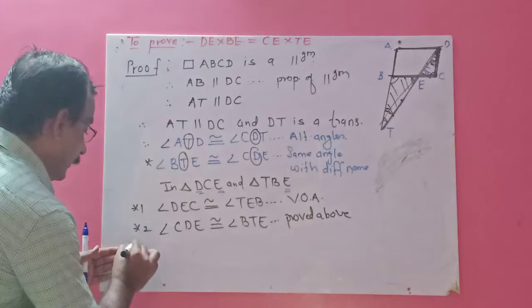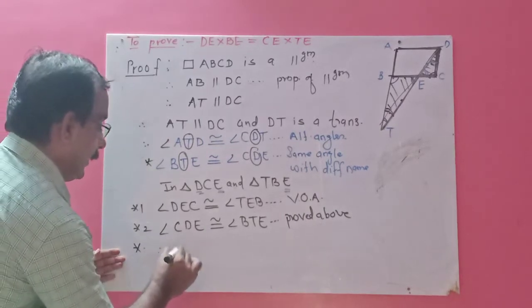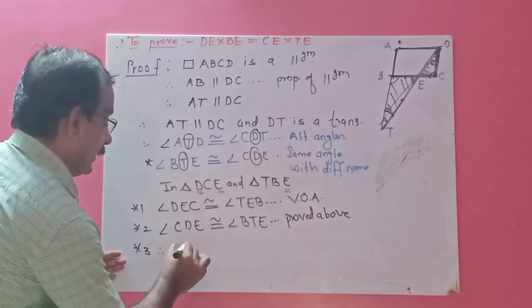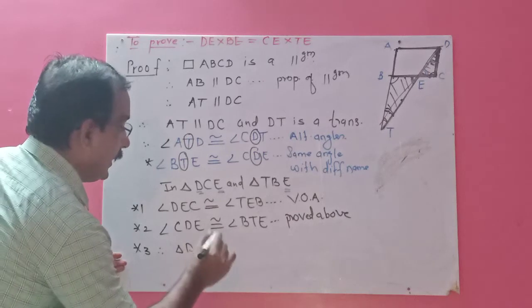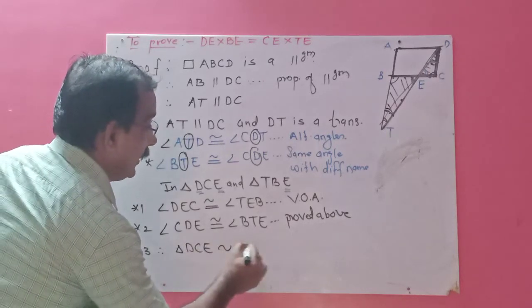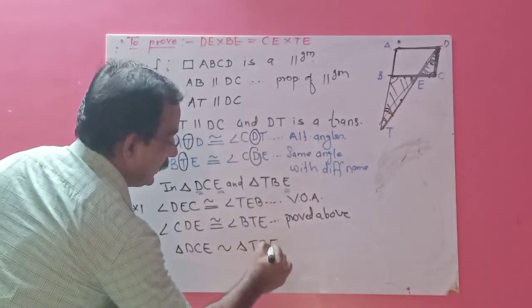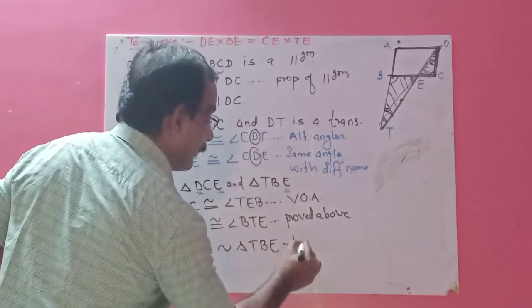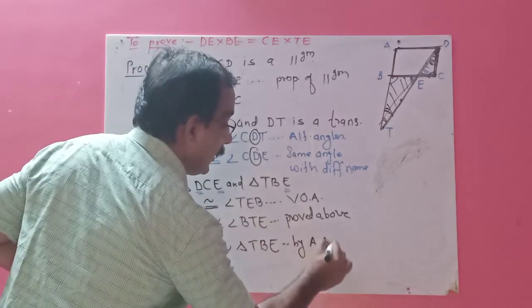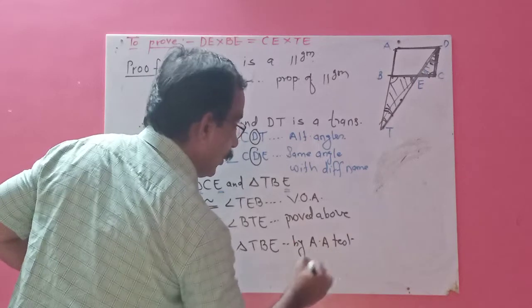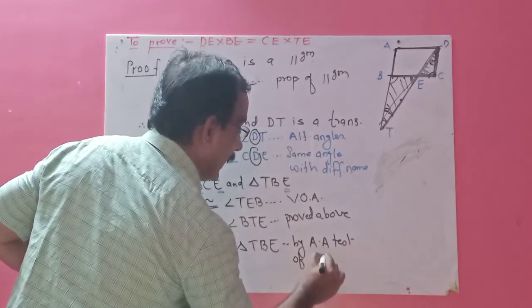So therefore, point number 3, triangle DCE similar triangle TBE by AA test of similarity.